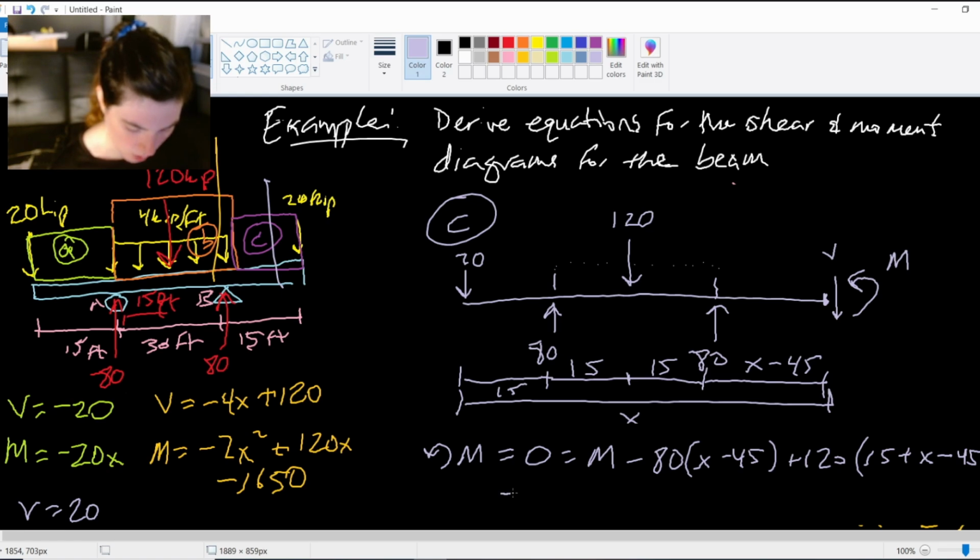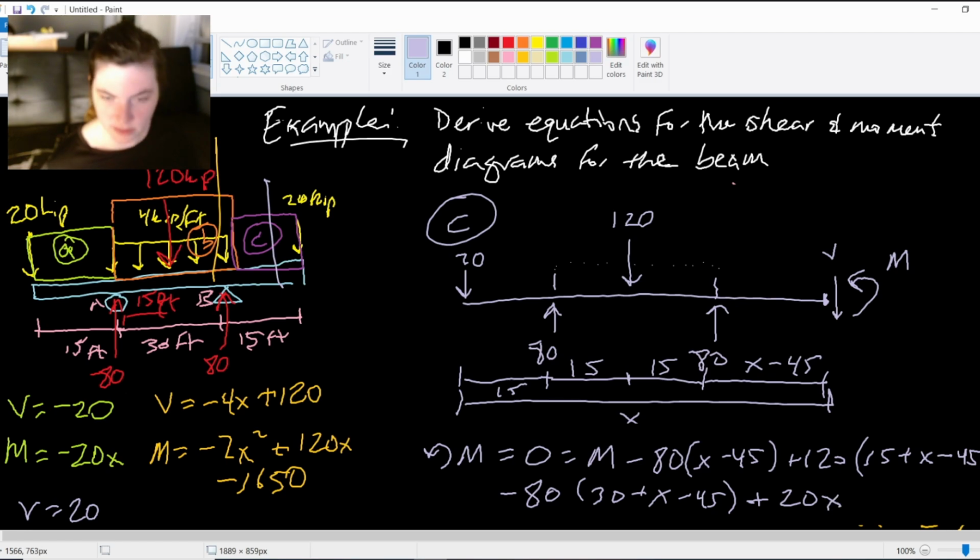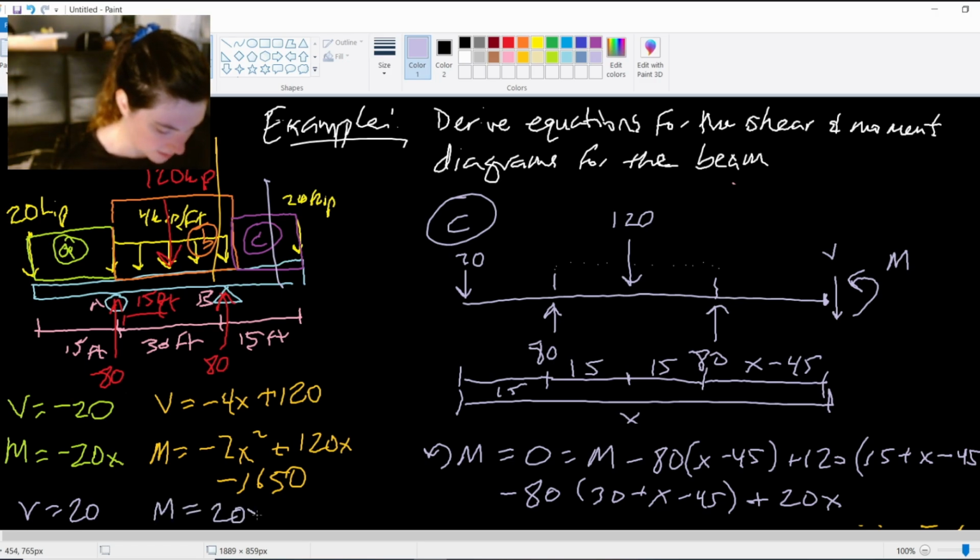And then we just keep walking on down the line, right? Another 80 times 30 plus x minus 45. And then finally that 20 down there, it's just the x distance. So simplifying all of that gives us our moment equation. We get a moment equation for this load continuity area of 20x.